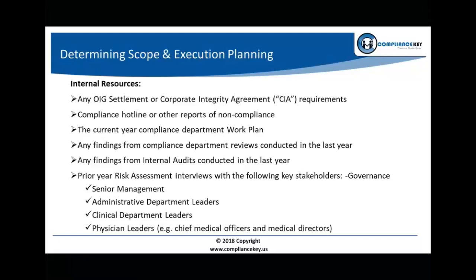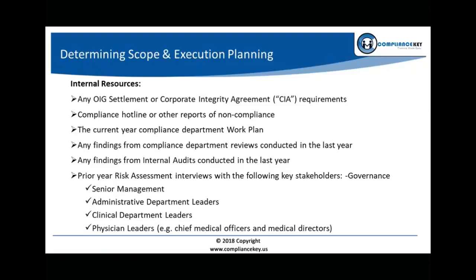So I've got listed up here in the next couple slides some internal and external resources that you can consider when developing this initial identification of issues list. With regards to internal resources, are you under a CIA or is there an OIG settlement out there that you're aware of? Are there any hotline reports you've had in the past or any trends in that area that might identify some potential issues you need to include on that list?